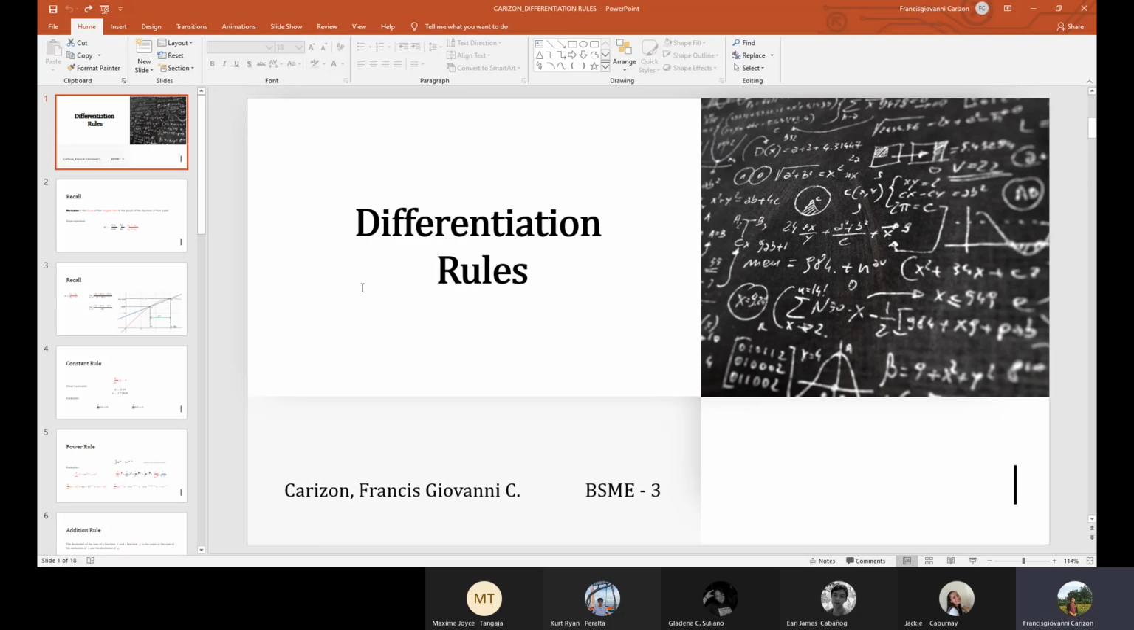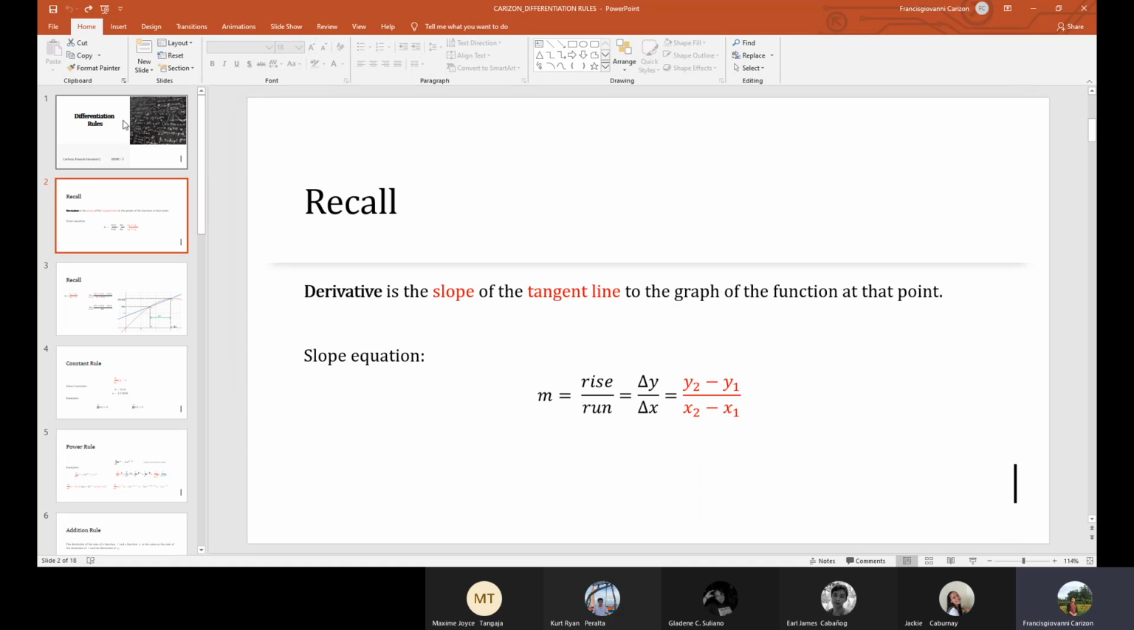Okay, sige. So, next topic ay differentiation rules, which is, I think, pinaka-importante sa kaning calculus, no? Kaya mo man murag magamit until sa last topic. So, recall, derivative is the slope of the tangent line to the graph of the function at that point. So, ang derivative di ay is simply the slope.